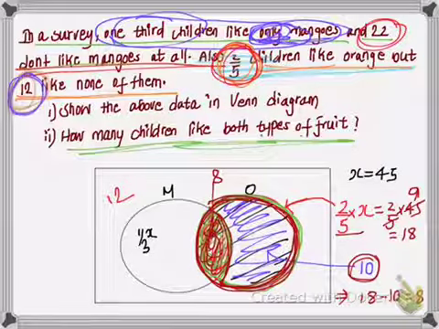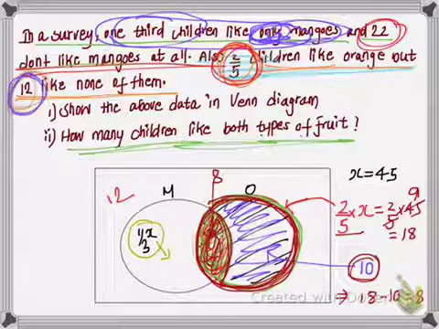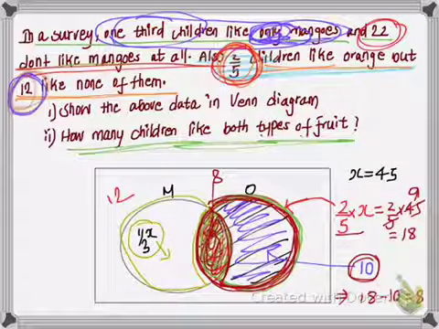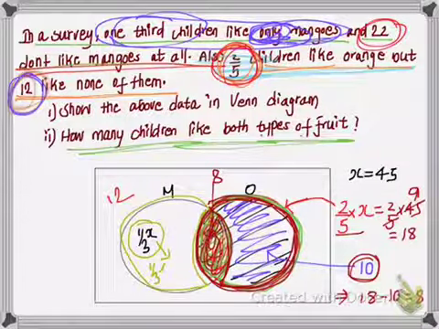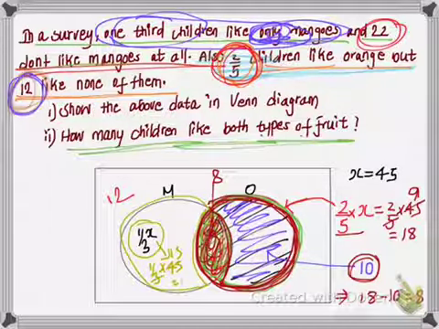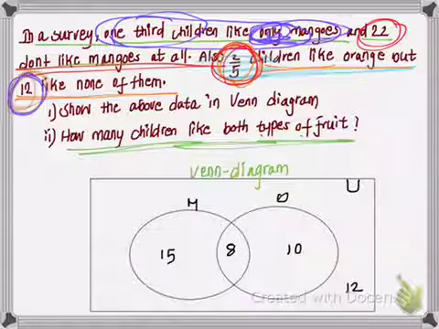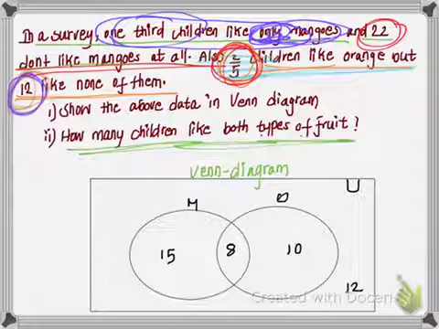Also, let us find the number of children who like only mangoes. It is equal to 1/3 of x. So 1/3 of 45, on solving, we get 15 over here. So our complete Venn diagram looks like this. I hope you got the concept of how to solve this type of question, and thanks for watching.